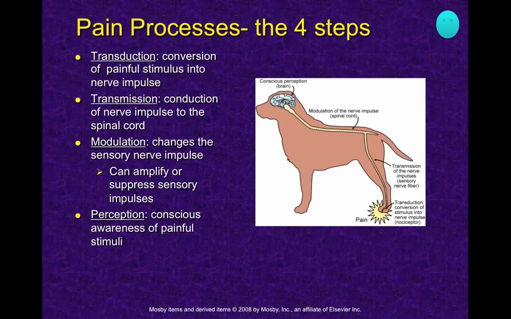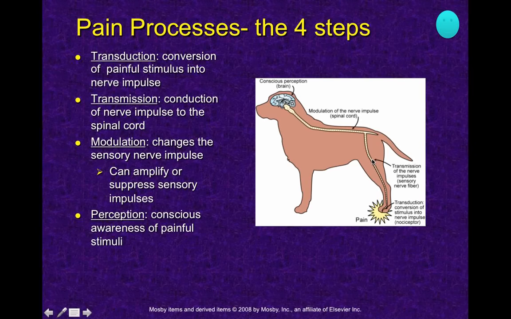So next we get into the pain processes. There are four steps. There's transduction, which is the conversion of painful stimulus into nerve impulse. And that's down here, so sore toe, transduction. We have transmission, which is the conduction of a nerve impulse into the spinal cord. So it's bringing it up the nerves in the leg, perhaps the sciatic nerve, up into the spinal cord.